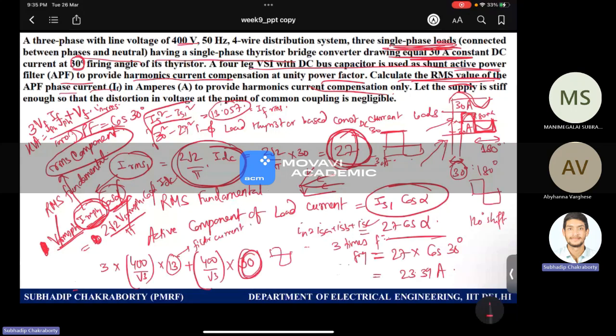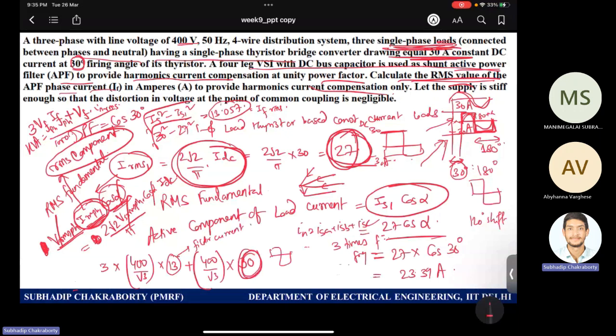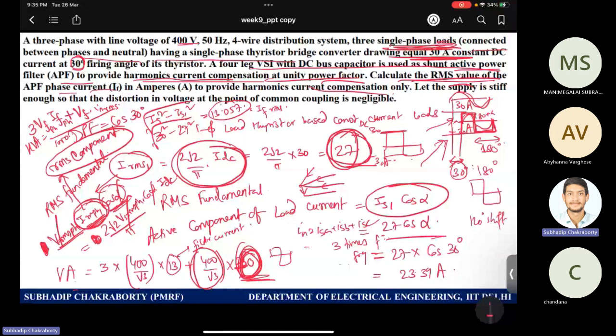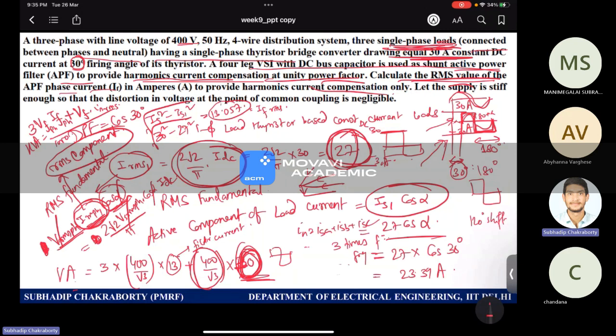So neutral compensation it needs to do, right? It is mentioned here: unity power factor harmonic current compensation. So to provide the path for the neutral current it has to circulate it, so its rating should be such that the 4th wire carries 30 amps. So this should be the volt ampere rating. Like that you can calculate the KVA rating. This is the only thing I wanted to cover because it is useful for your assignment also, right? Other than that it is okay.